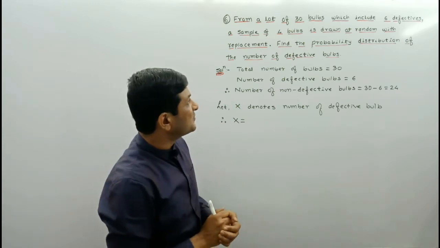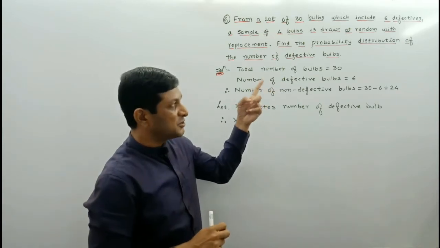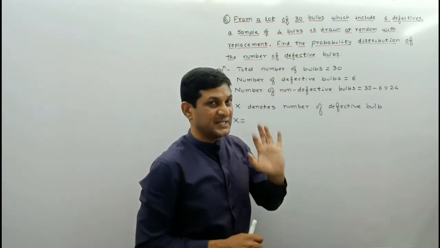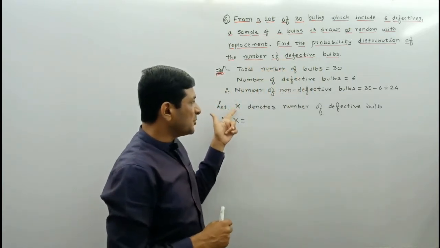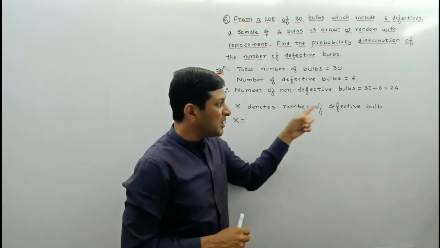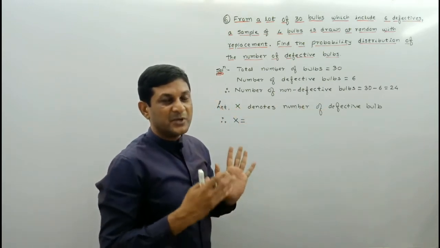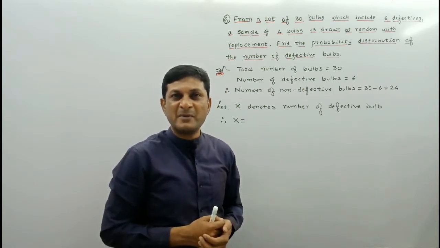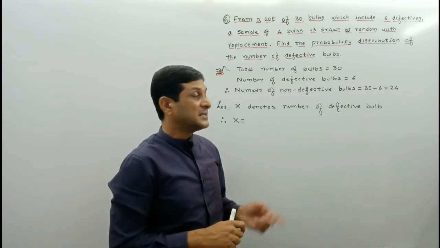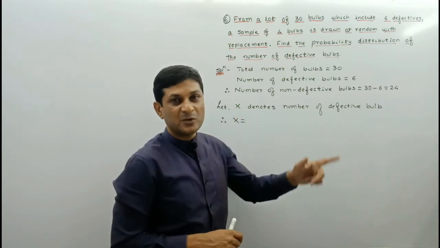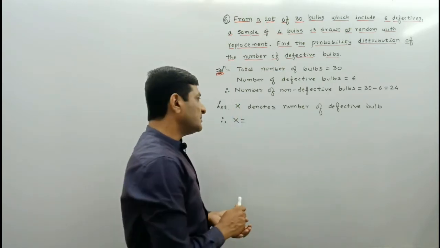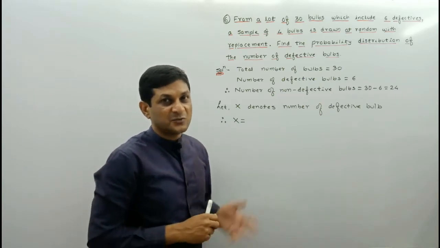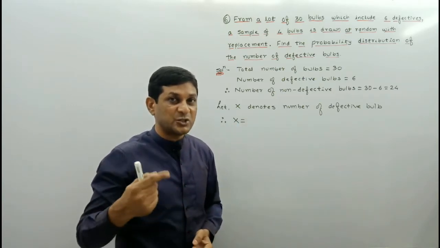Now we have to construct, or find, the probability distribution of defective bulbs, isn't it? That's why we are supposing that x denotes the number of defective bulbs. So we have denoted the random variable by x, and since we have to find the probability distribution of defective bulbs, we are trying to find all possible values of x, where x denotes the number of defective bulbs.